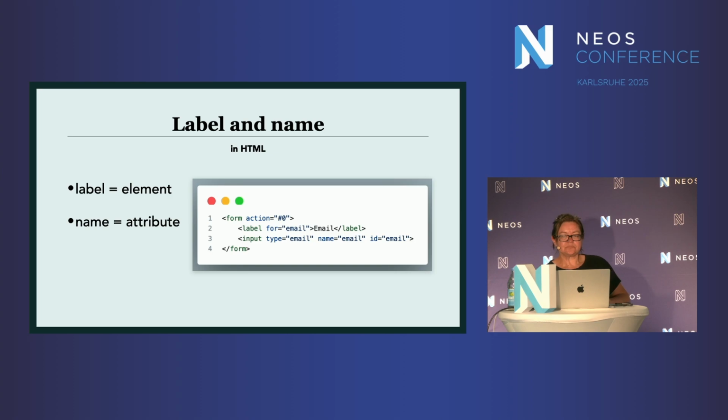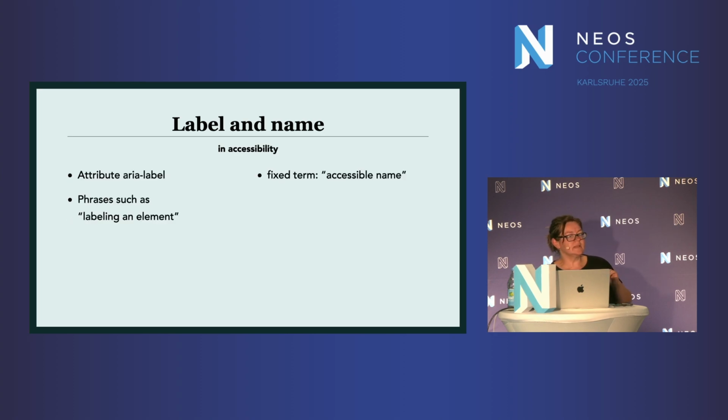That's it. Label and name in accessibility, it's a bit more fluffy. That's my favorite word of the day. So on the label side, we have the attribute aria-label or aria-labelledby, and we find phrases such as labeling an element. On the name side, we have name in a very fixed term, the accessible name. So this is a fixed term, we will start with that one.